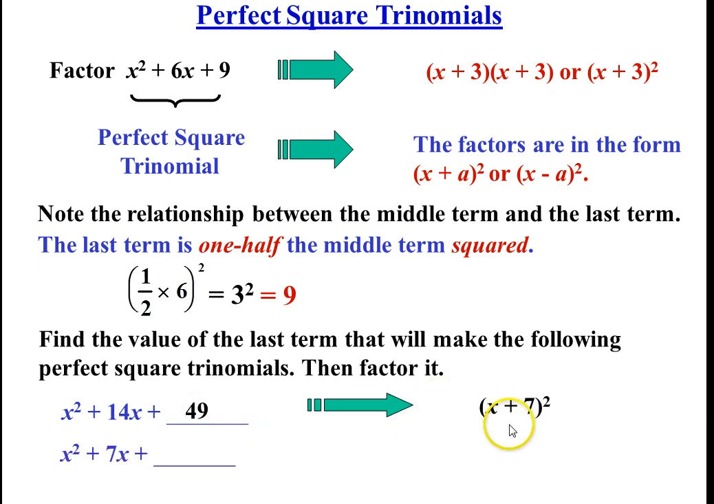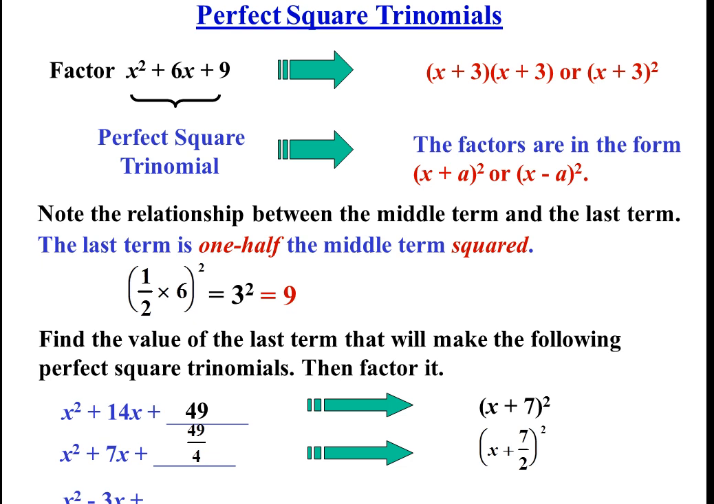If you're asked to factor that then, well, this is a perfect square trinomial. It factors as x plus 7 all squared. What about x squared plus 7x? Well, you take half of 7, which is 7 halves, and square it: 7 squared over 2 squared. If I want to factor this then, that becomes x plus 7 halves all squared.